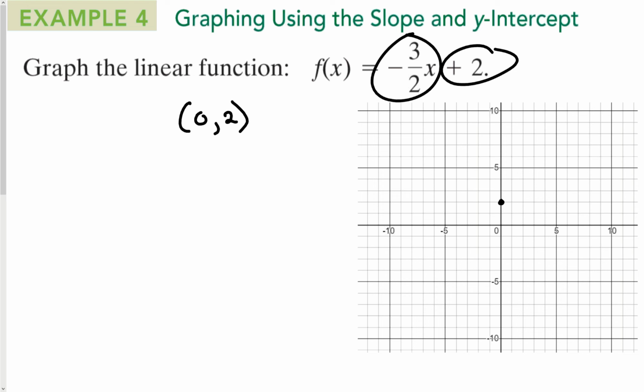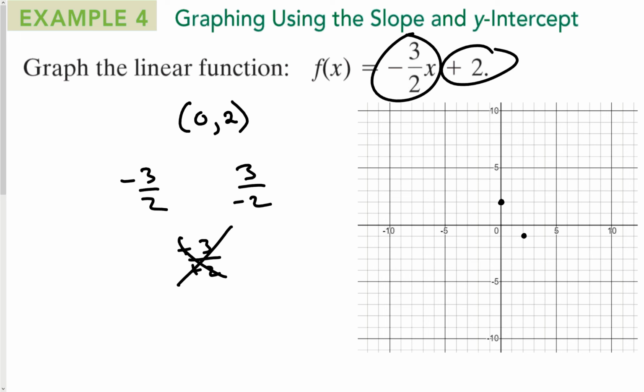So what does that mean? Well, it could mean this: down 3, right 2. It could mean this: up 3, left 2. It does not mean this, because then that would be positive. Okay, so it doesn't really matter. You can go either way, and let's do them both. Let's go down 3 from this point right here: 1, 2, 3, right 2.